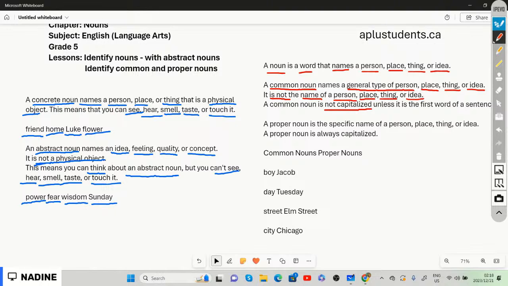So before I give you an example of a common noun, I'm first going to go over the proper noun, and then we'll look at both common noun as well as proper noun.